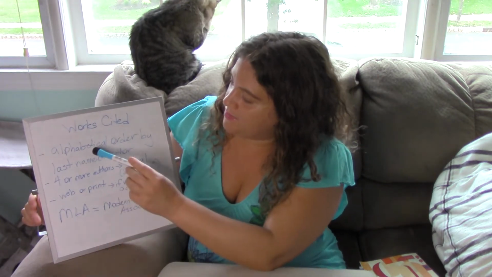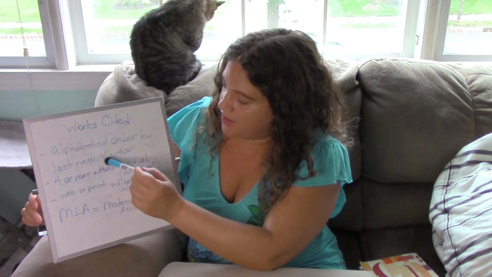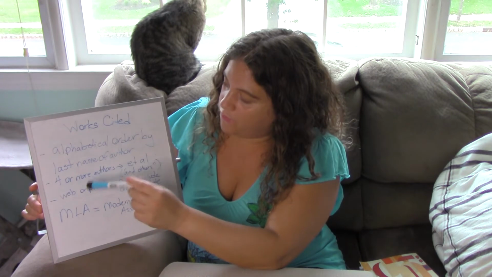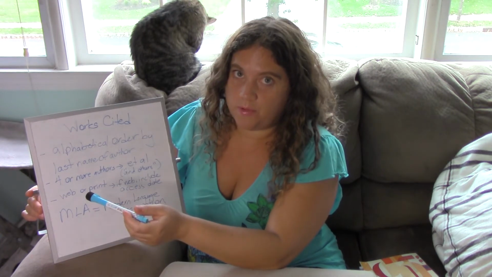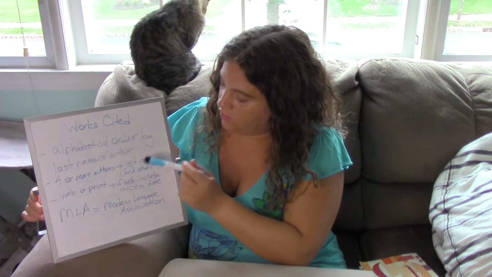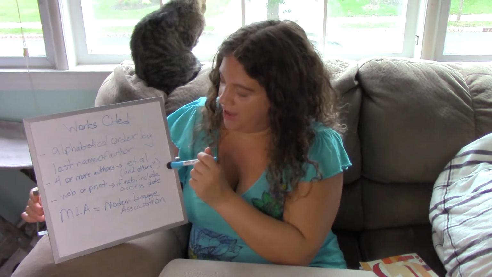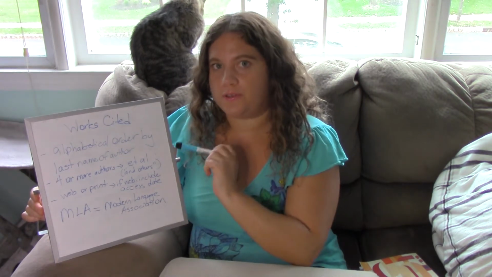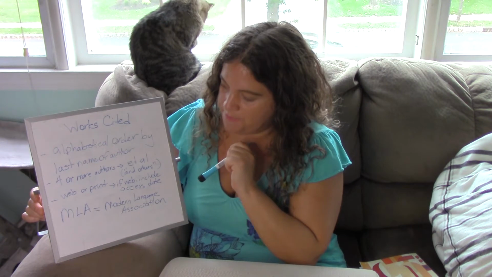Now, everything needs to be alphabetical order by the last names of the authors. So A to Z, that's how you organize the order of your sources. If it is 4 or more authors for a same work, you just put the first author's name, and then you put et al., which means and others, so that it just indicates that there's more authors for that. But if it's 1, 2, or 3 authors, then you would actually put them in, and I'll explain how to do that in a minute.